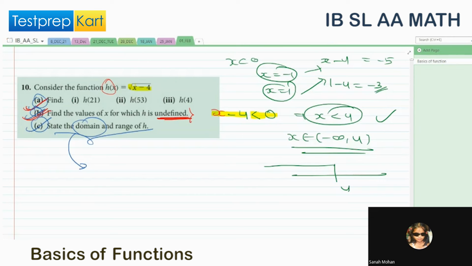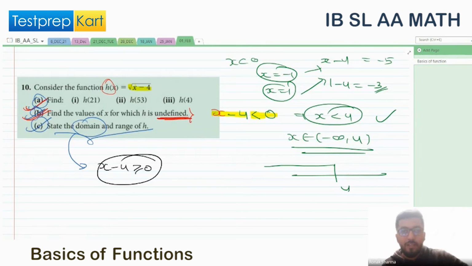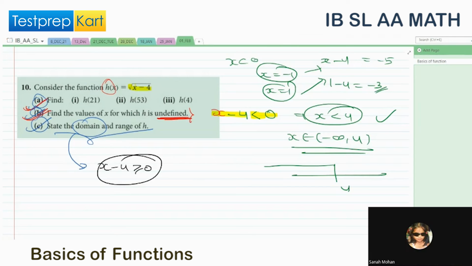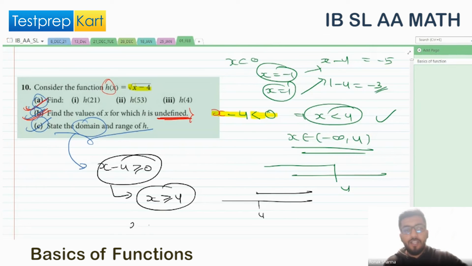For the domain, x minus 4 should be greater than or equal to 0. For domain, we need to look for the condition for which my function is well defined. So x minus 4 is sitting inside the square root. I want it to be positive or 0. That's what I have written mathematically. Now we just need to go for the conclusion. So x is greater than or equal to 4. That means 4 to infinity. That is the domain. Why is it taking so much time to sink in?